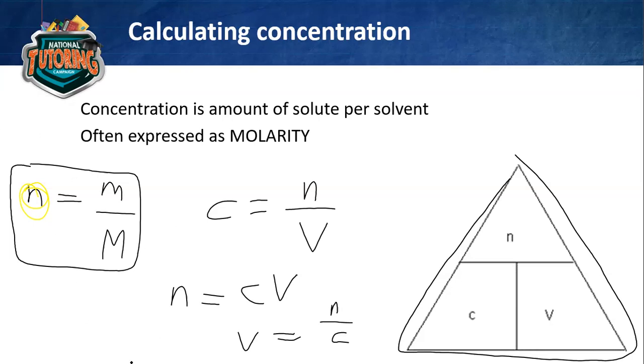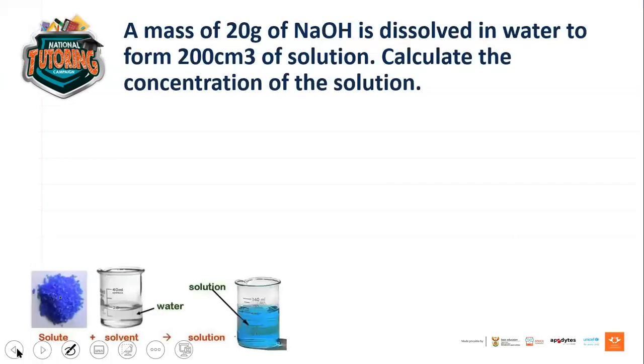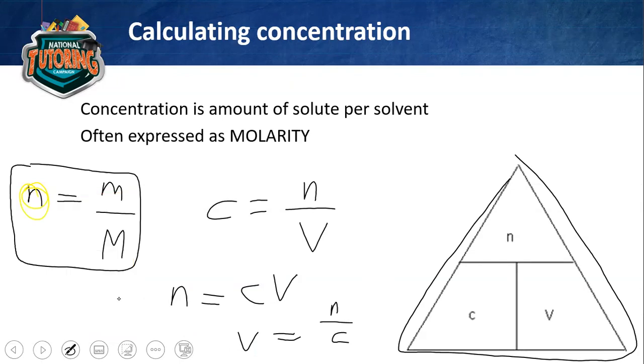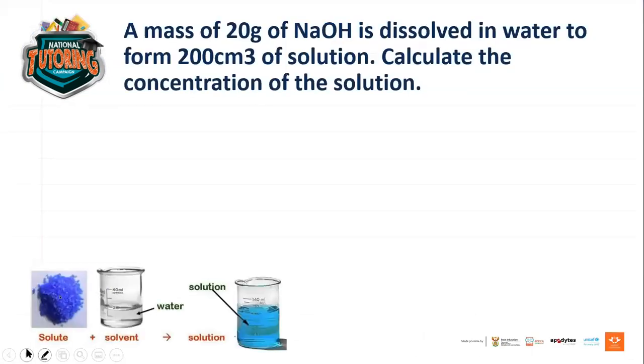But we're still going to be using this first equation a lot, how to calculate the number of moles when we are given the mass. Right, so let's do a little example. The mass of 20 grams of sodium hydroxide, so that's NaOH, is dissolved in water to form 200 centimeters cubed of solution. Calculate the concentration of this solution.